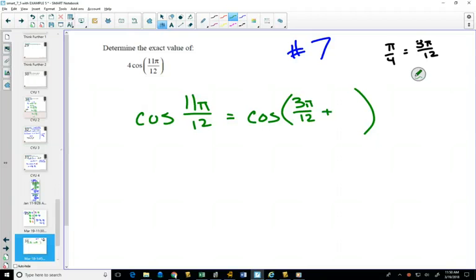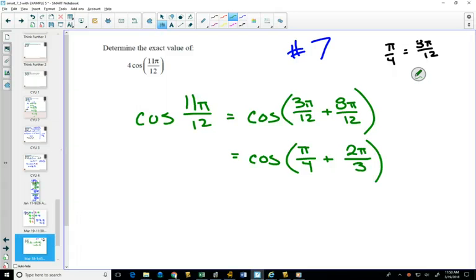Well, I'm going to need to add to get to 11. What do I have to add to this to get to 11? 8. And now I already knew that the 3 pi over 12 was pi over 4. What does 8 pi over 12 reduce to? Well, they both divide by 4, 2 pi over 3. And sure enough, every time you start with any pi over 4 family, when you reduce the other one, it will always end up being a pi over 6 or pi over 3 that works.